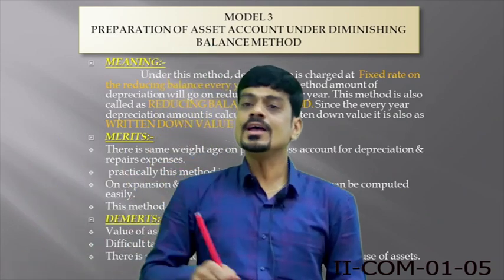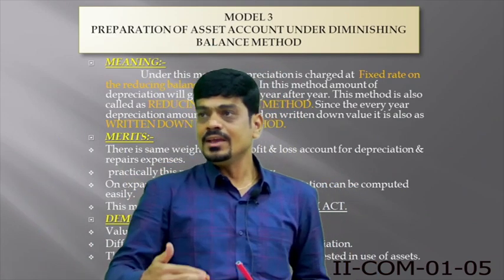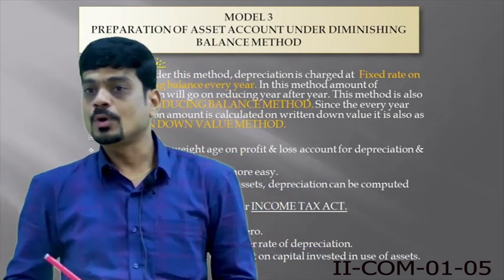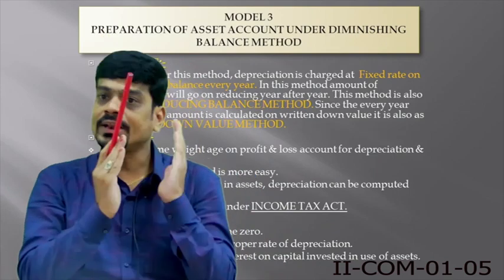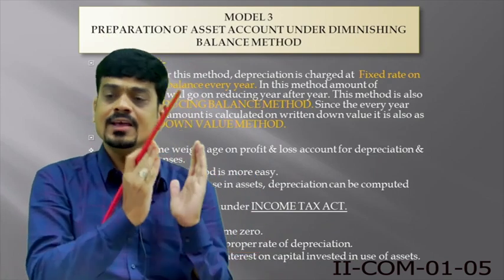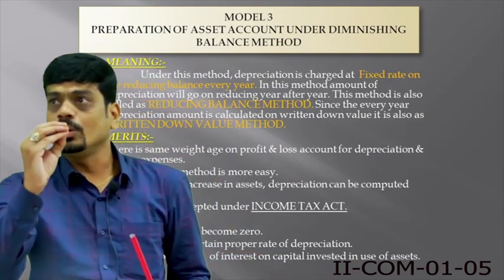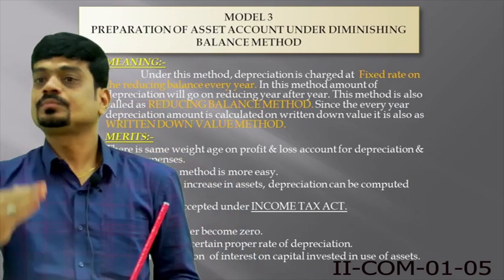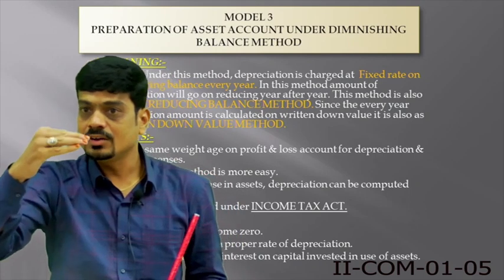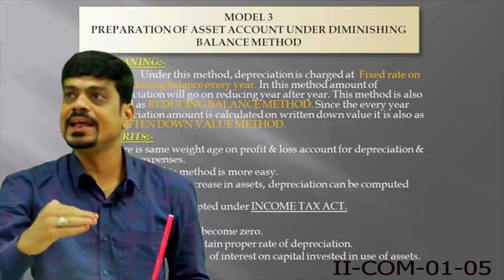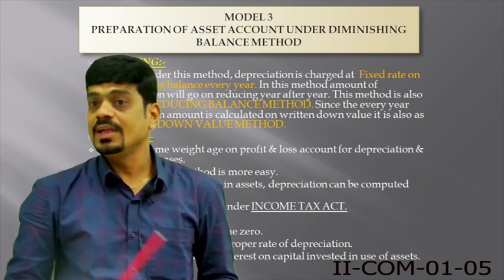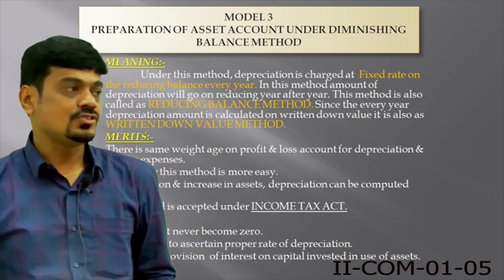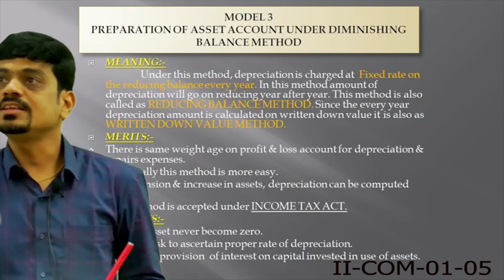Now we'll solve the problem. Okay, we are going to do the problems now. Same rules that I taught you in the fixed installment method, we are going to follow. But the only difference is that every year we will calculate depreciation on the written down value. So let us see the problems now.